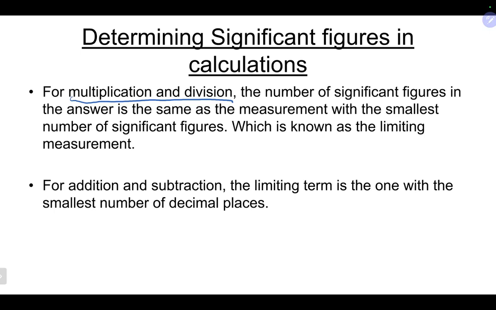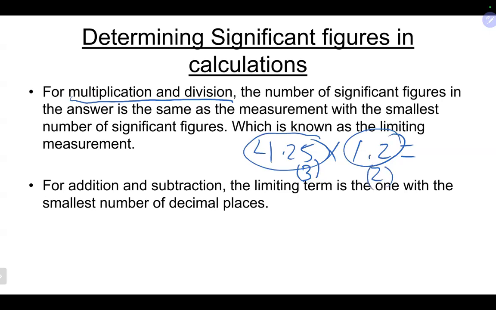So for example, if I took 4.25 and multiplied it by 1.2, we're multiplying, so we look at sig figs. This one has 3 sig figs. This one has 2 sig figs, which means my answer should end up with 2 significant figures when I do the actual multiplication.